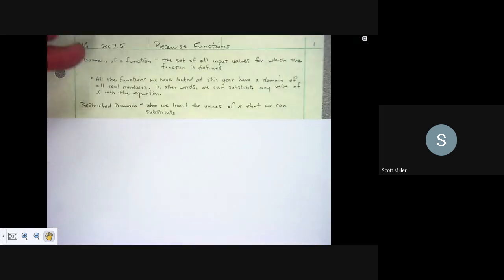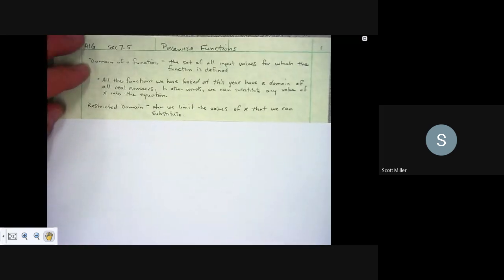All the functions that we've looked at this year have had a domain of all the real numbers. In other words, we can substitute any value we want for x into the equation. We haven't really looked at any functions that restrict that. Well, we need to talk about that. We need to talk about a restricted domain.